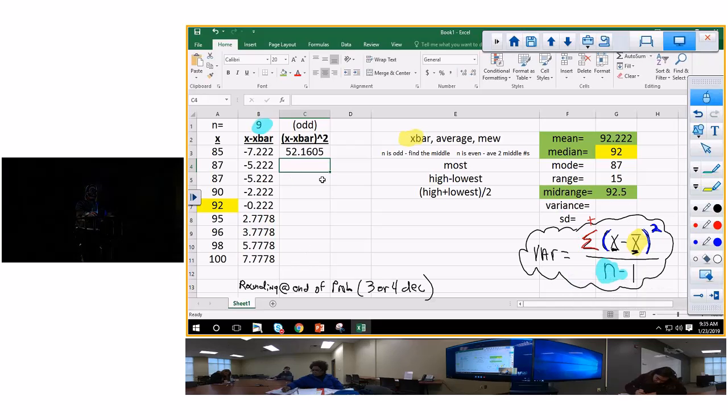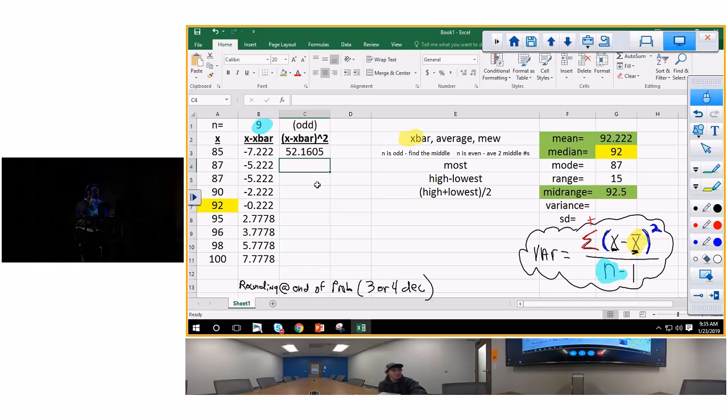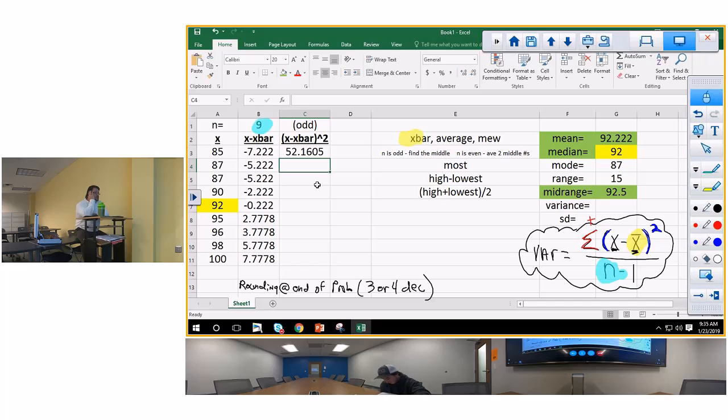Fill it out right here. Everybody's got a phone, so you got a calculator. So go ahead and do that. Take 5.22 and raise it to the second power. 2.22 and raise it to the second power. Take it out to 3 or 4 digits.